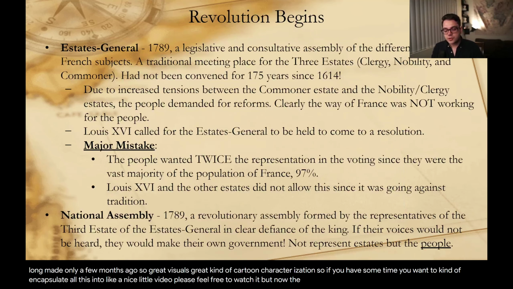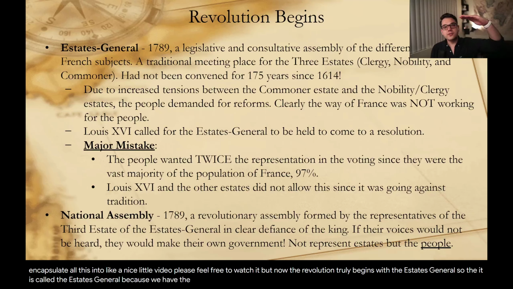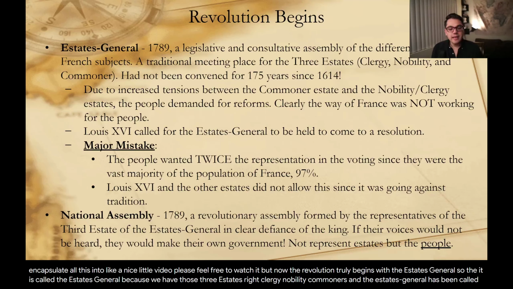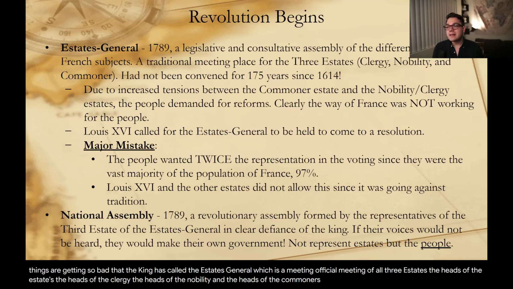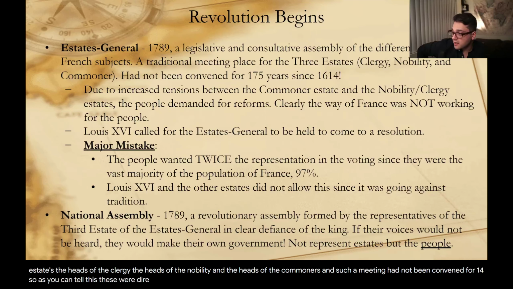But now the revolution truly begins with the Estates General. It is called the Estates General because we have those three estates: clergy, nobility, commoners. Things are getting so bad that the king has called the Estates General, an official meeting of all three estates, the heads of the clergy, the heads of the nobility, and the heads of the commoners. And such a meeting had not been convened for 175 years, since 1614. So as you can tell, these were dire times.